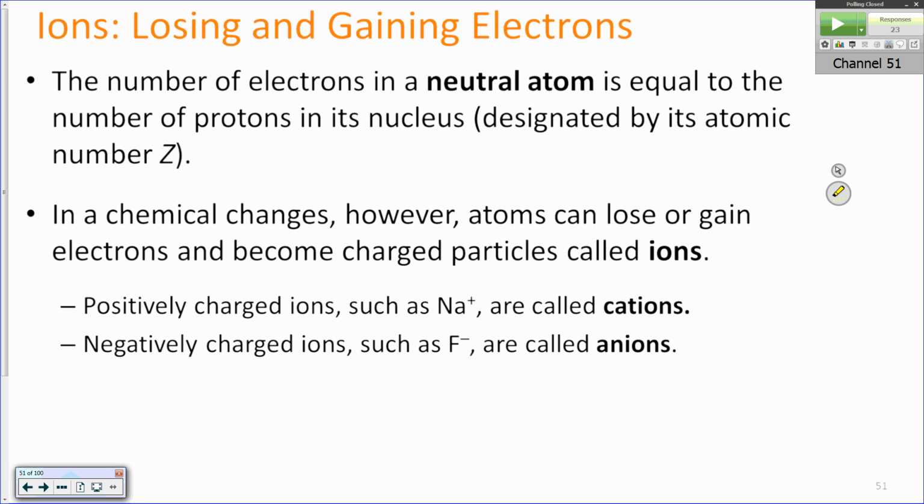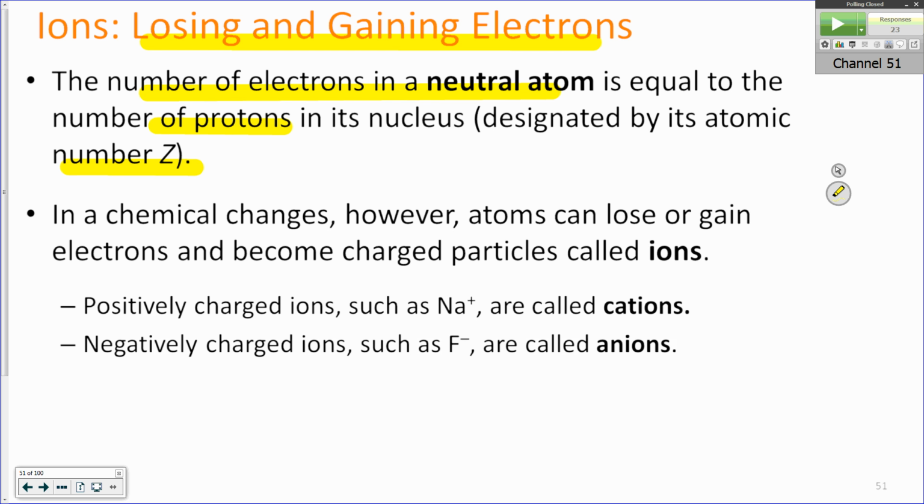What happens with an ion when it gains or loses electrons? Atoms, if they're neutral, we said that they have equal numbers of protons and electrons. Okay, and the two things cancel out in charge. So if it's a neutral atom, the number of electrons is equal to the atomic number, or the Z, whatever the atomic number is in that element.